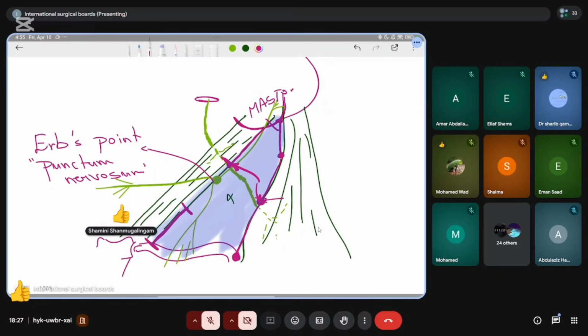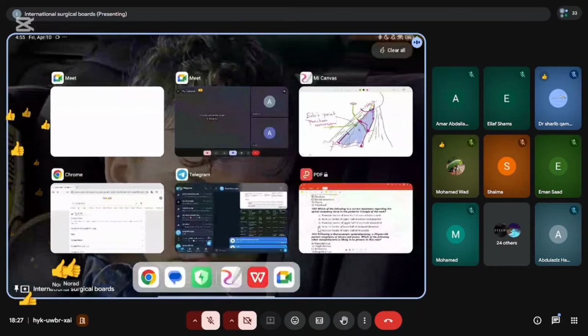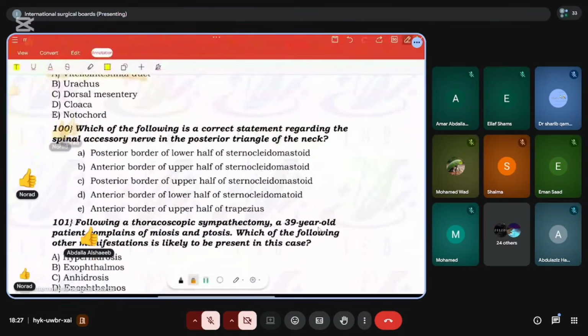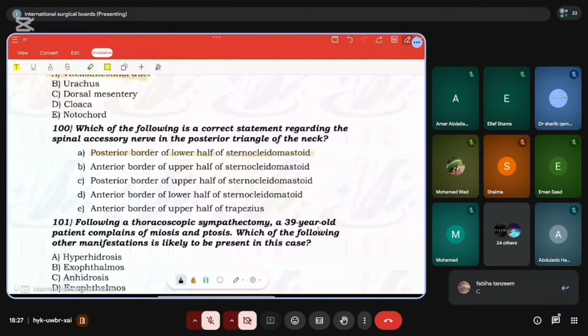Let's see the question now. Let's see it again. Which of the following is the correct statement regarding the spinal accessory in the posterior triangle? Okay. Option A, posterior border, lower half, sternomastoid. Yes or no? No, right? That's no, because we agreed upper half.